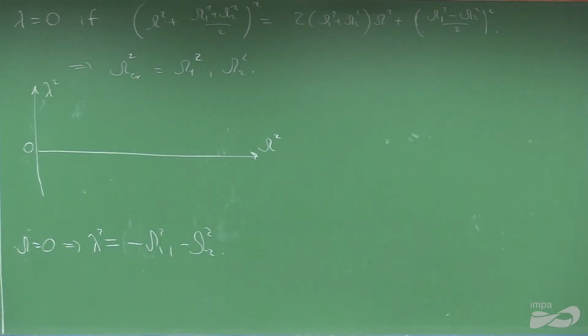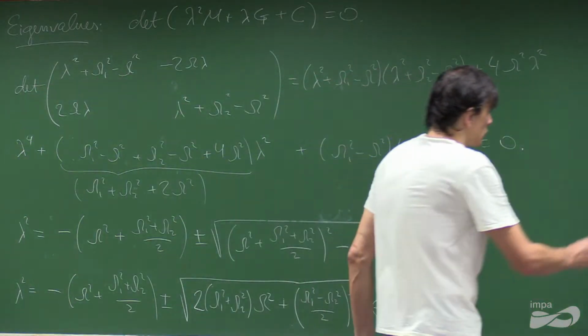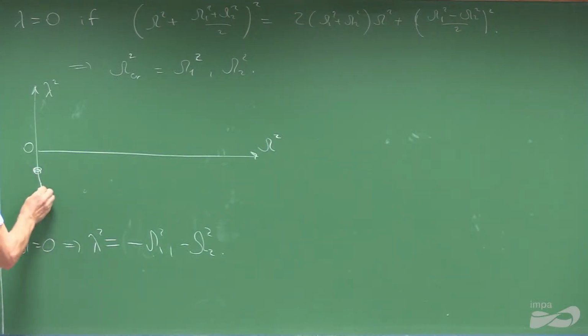So we put here 0, put here 0, then we can take the square root. The sum will give, the difference will give minus omega 1 squared, the sum will give minus omega 2 squared. So there will be two values here: minus omega 1 squared, minus omega 2 squared.